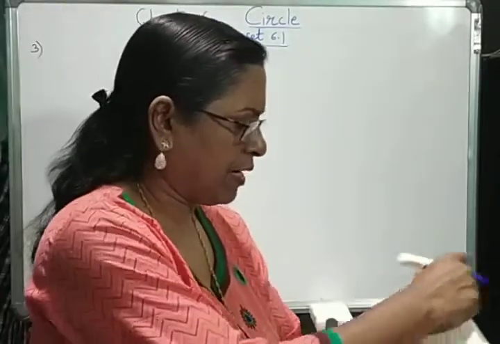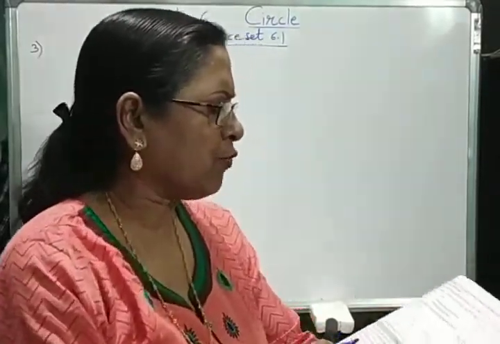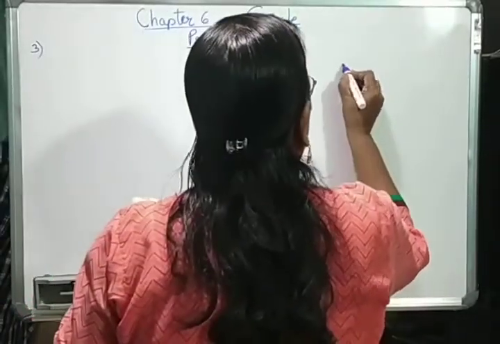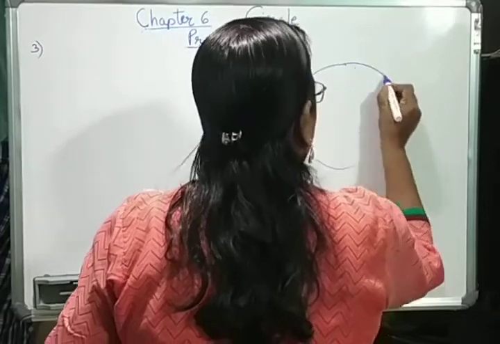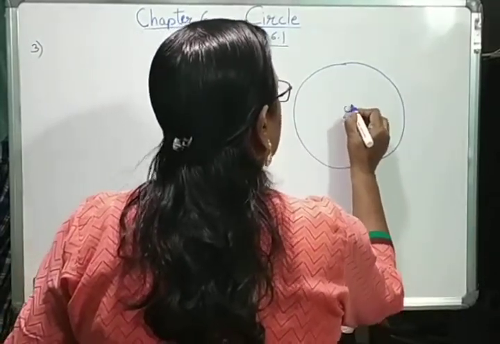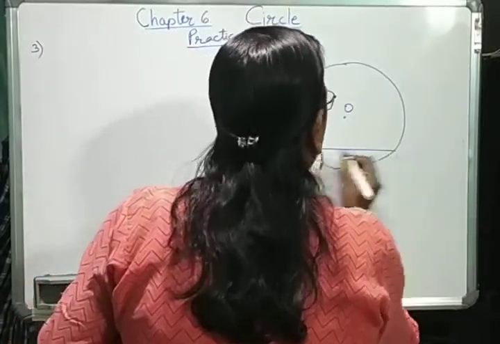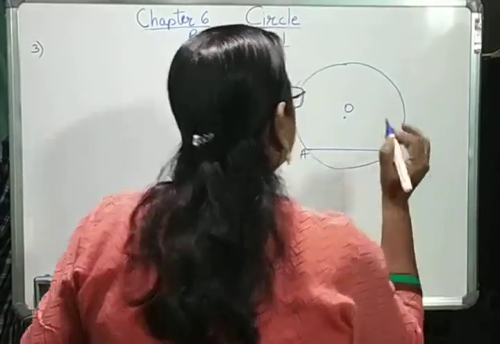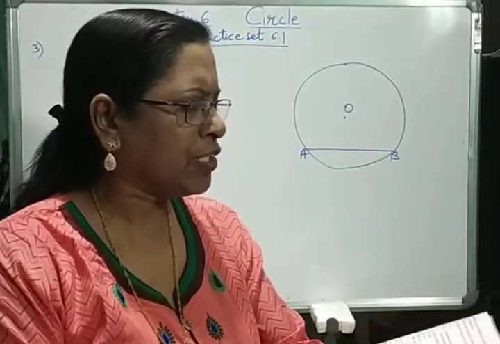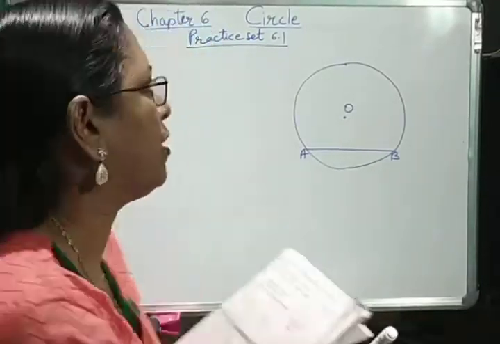The third sum is about the radius of a circle, meaning one circle, which has a center O, and AB is the chord. So, the radius of the circle is 34 centimeter.